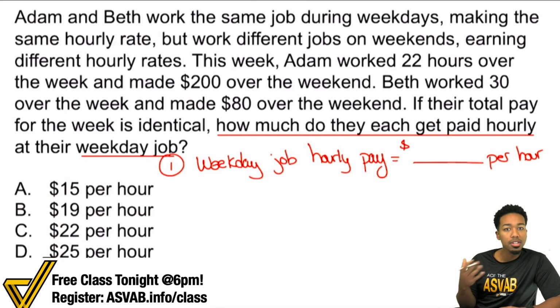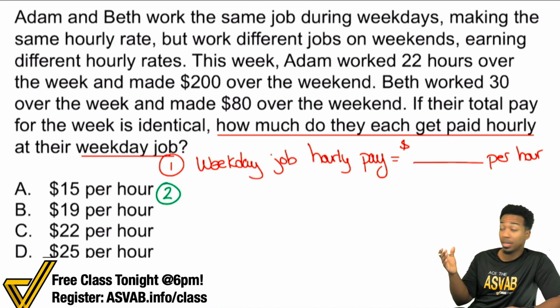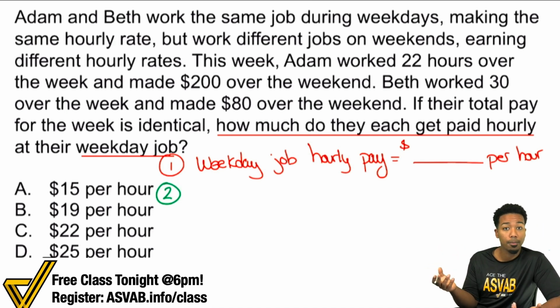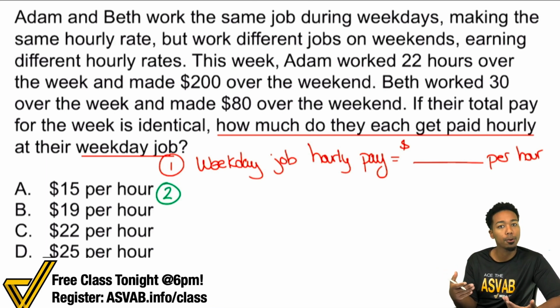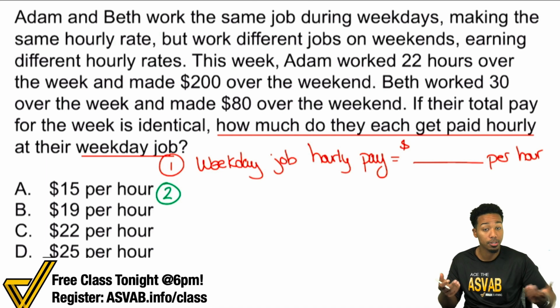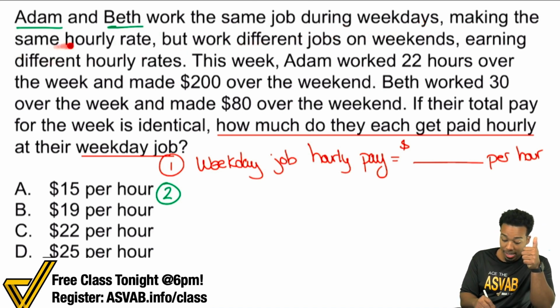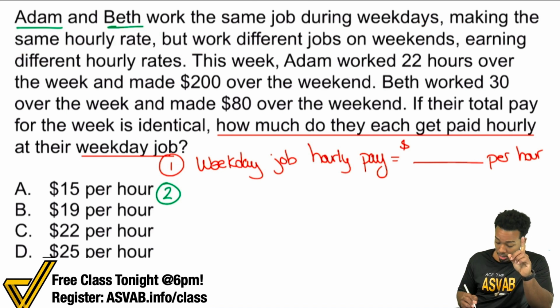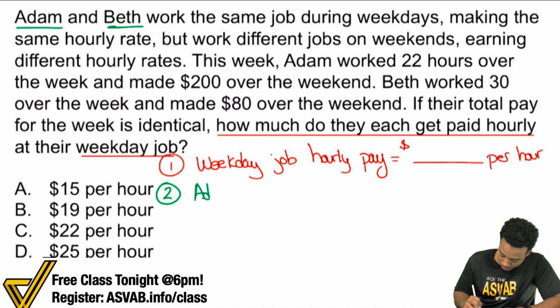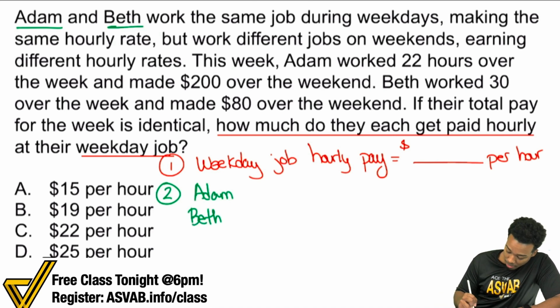Now let's go back through the information and really read through and see what's going on here. So first things first, step 1 was really, again, what do we want? What are we trying to solve for? Now it's, okay, what information do I have to work with? What information is here? What clues can I build? And so we see that we have Adam and Beth. They work the same job during the weekdays, so same weekday job, making the same hourly rate. Okay, so that's good. So we have Adam and Beth. They have the same hourly pay.